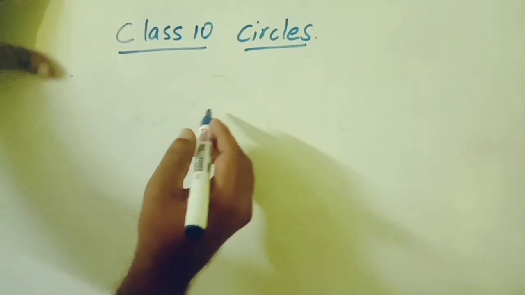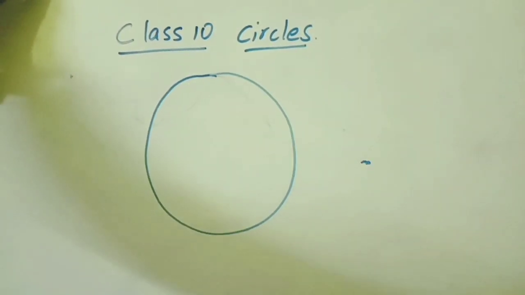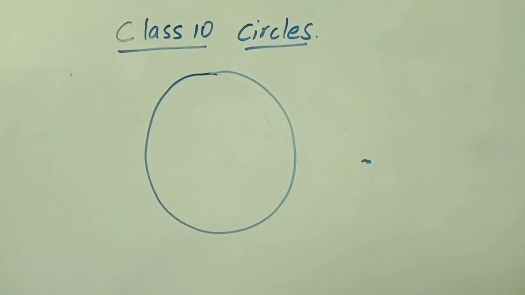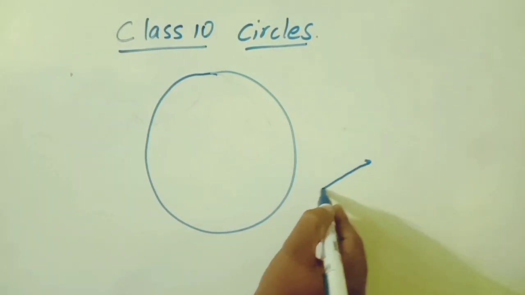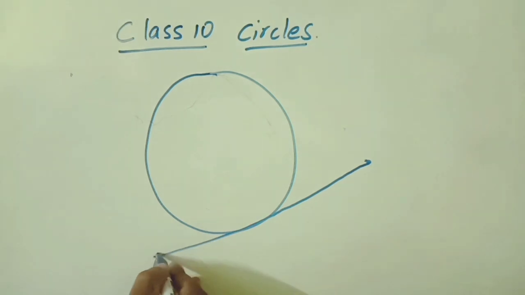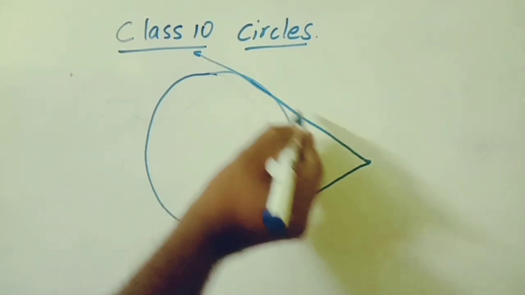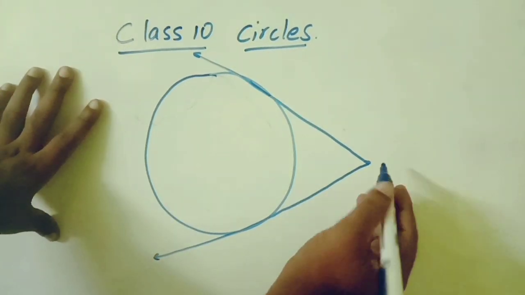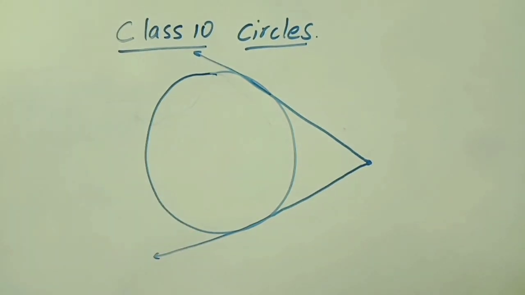Now, the second property. From a point outside the circle, how many tangents can you draw to the circle? Think. It will be 2. From a point which is outside the circle, you can actually draw 2 tangents to the circle. Our chapter actually revolves around this concept more. So remember that from a point outside the circle, you can draw 2 tangents to the circle.